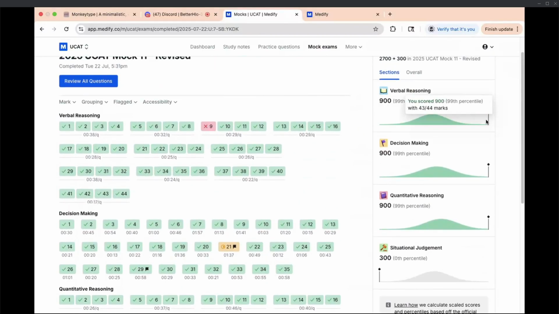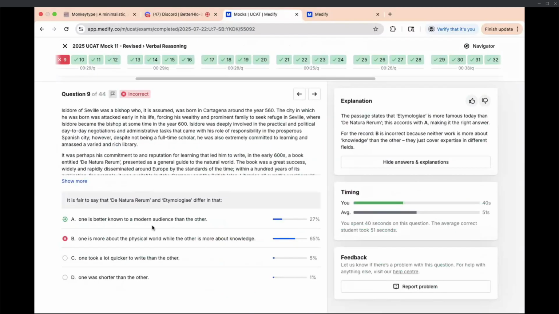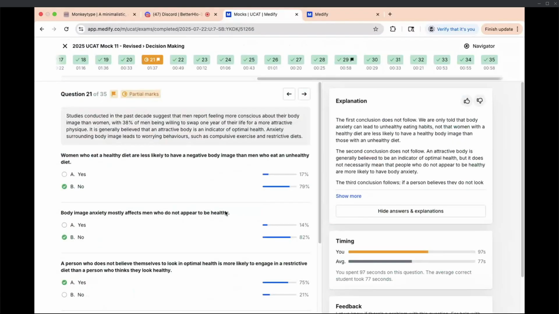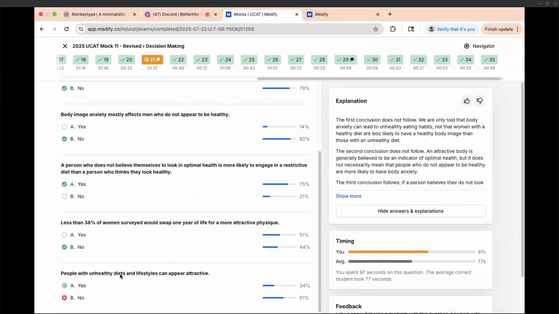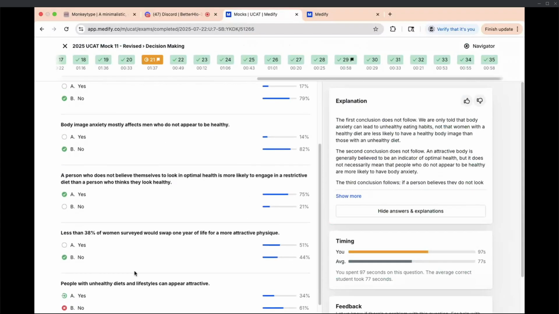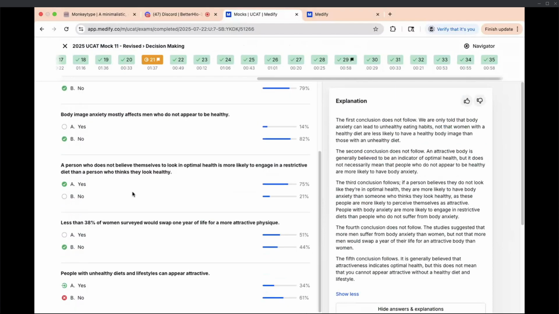Wait, I didn't full mark verbal though. Well, 43. It jumped from 860 to 900. You couldn't have gotten 880. But where does it say that? Unhealthy diets are pure. It says for more, it is generally bad as an indicator of optimal health. This is not stated, bro.